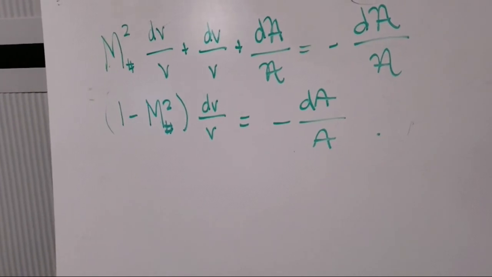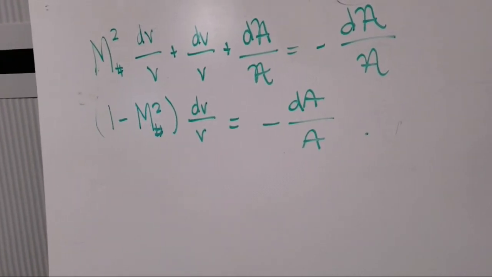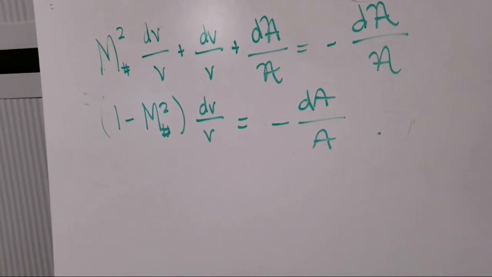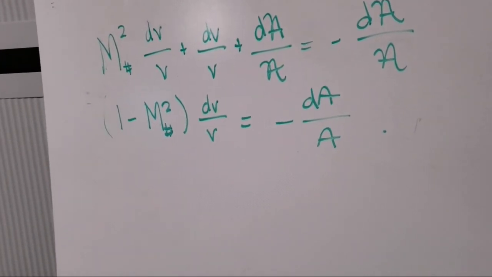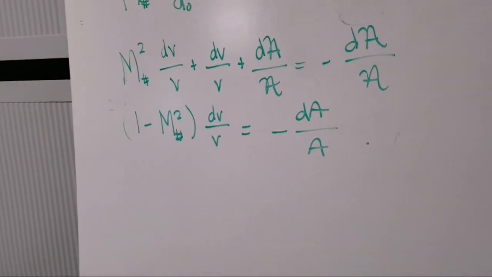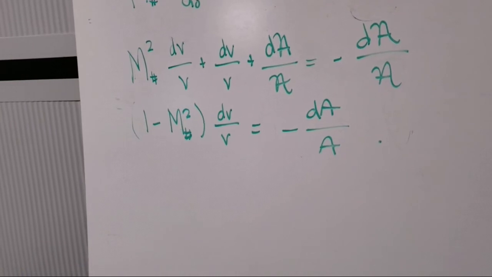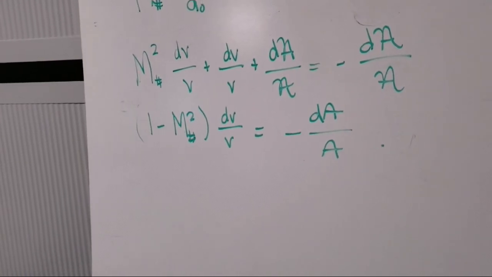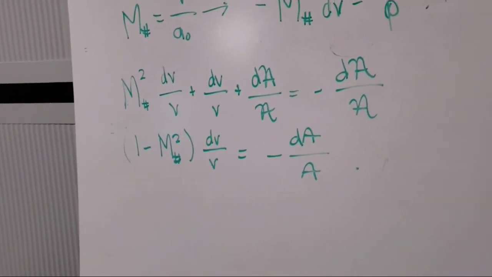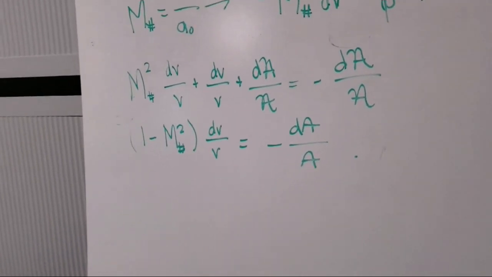So for a Mach number that is greater than 1, a positive area change in the nozzle will indicate an increase in the velocity. So for Mach numbers that are less than 1, if the area change is positive, then the velocity change decreases. So the velocity change is negative.